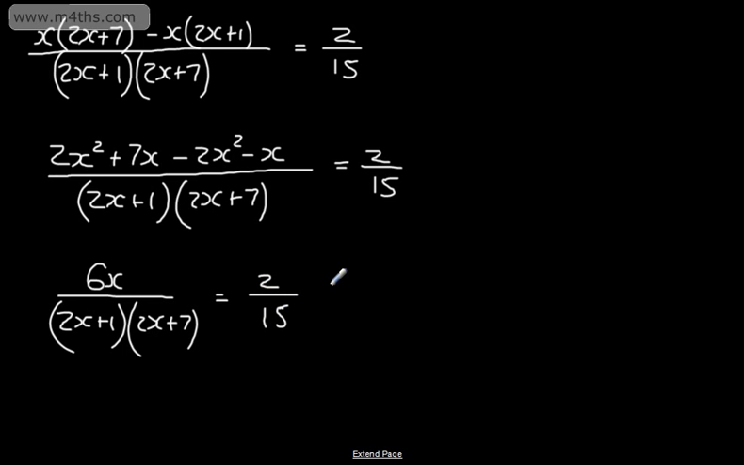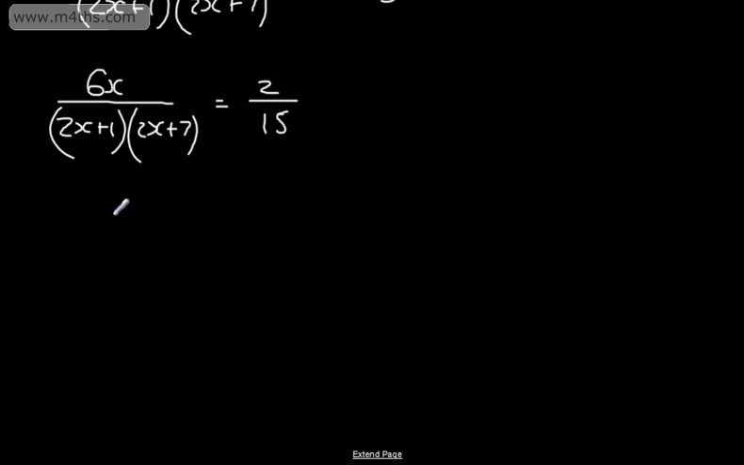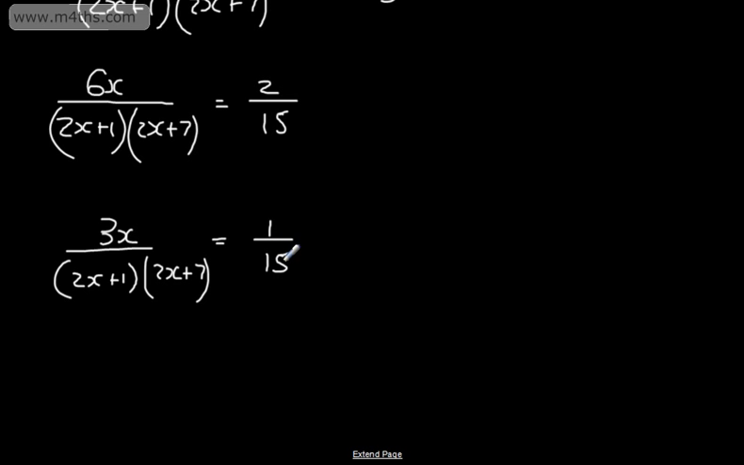At this stage, if you wanted, you certainly don't have to, you could divide both sides of the equation by 2. If I did that, we would end up now with 3x over 2x plus 1 multiplied by 2x plus 7, and that is going to be equal to 1 over 15. I'm not suggesting for one moment that that's made a massive improvement. Often though, if you can cancel common numeric factors, then go ahead and do it.